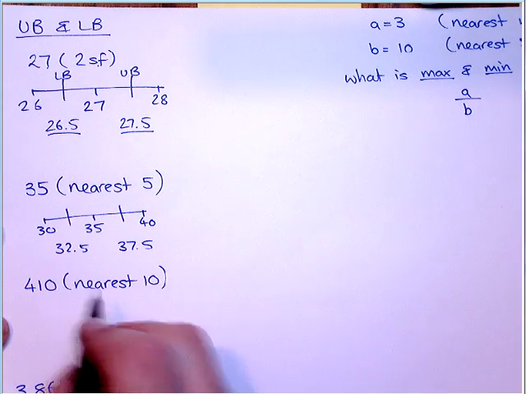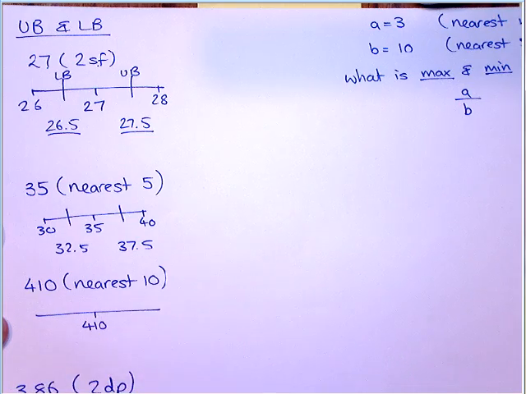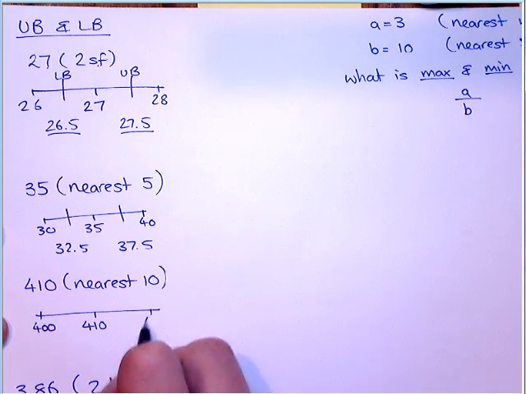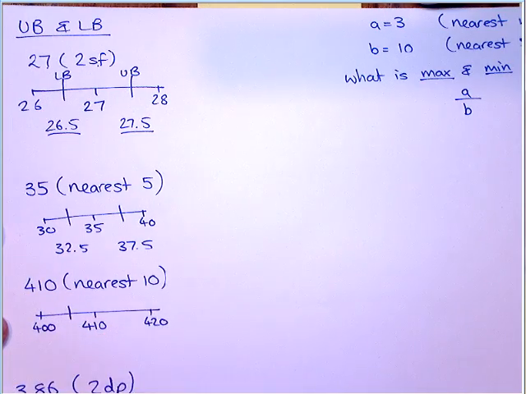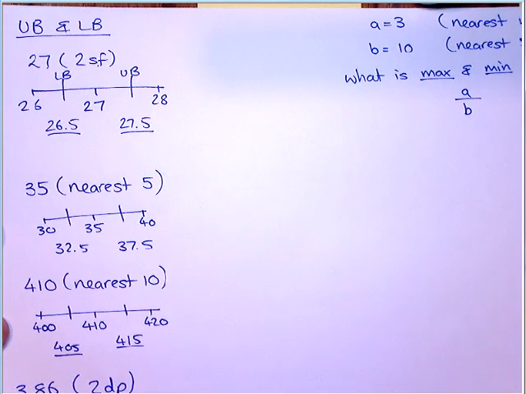To the nearest 10, exactly the same. So that goes in the middle. Now it's been made to the nearest 10. It's got to go 10 lower or 10 higher. So 400 and 420. The lower bound is halfway, 405, and the upper bound is halfway between these two, 415.